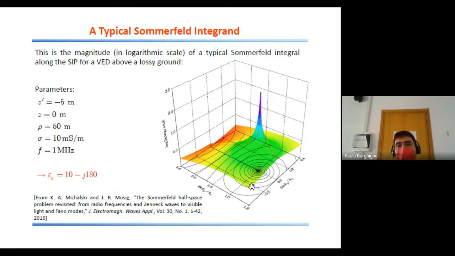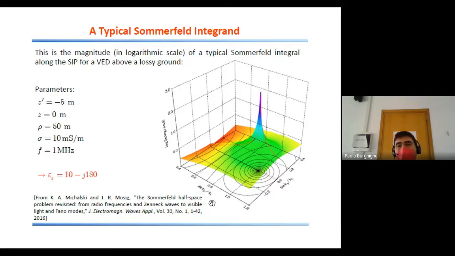isomodulus lines, here is the shape of the function that you need to integrate, with this huge peak, which is due to the closeness of the Sommerfeld pole, which is at the center of this sort of vortex here, to the branch point, which is located at K-rho equal K1. In this normalized scale, the branch point would be located at 1 in abscissa and 0 in ordinate, because we are normalizing the axes with respect to K1.